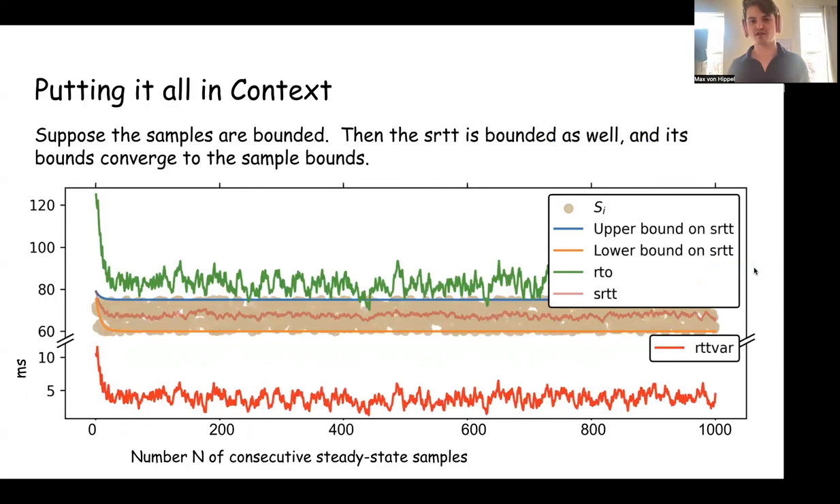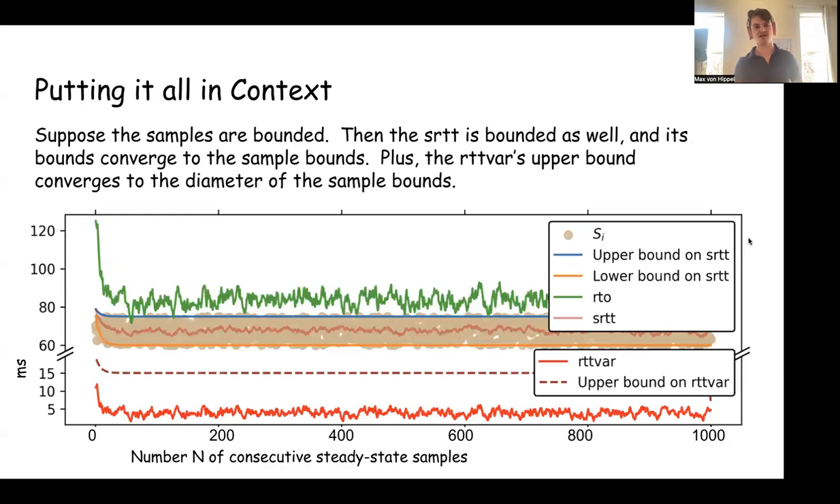In this case, we prove, first of all, that this SRTT, which is a smoothed estimate of the RTT, is also bounded. And moreover, its bounds are going to converge to the sample bounds. And you can see in the example, I've drawn the lower bound on the SRTT in orange and the upper bound in blue. And those bounds converge very quickly to 60 and 75, which are the bounds that I chose for the samples.